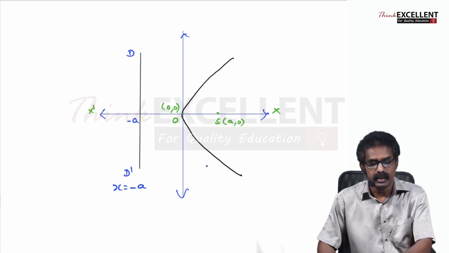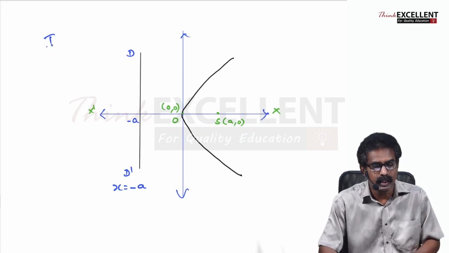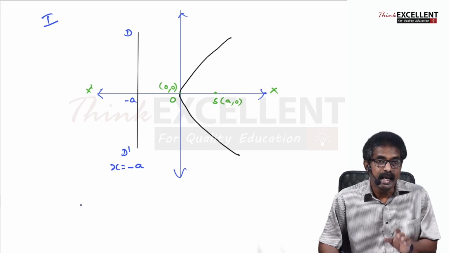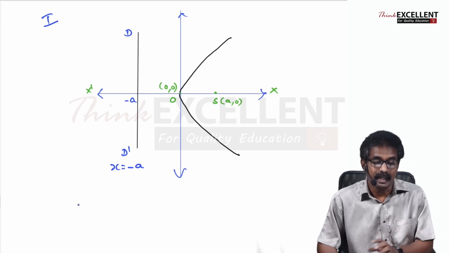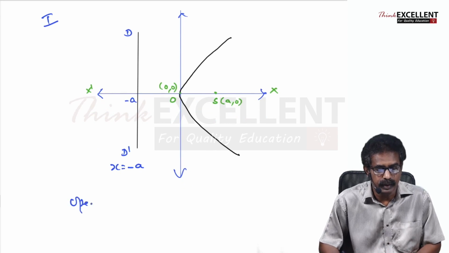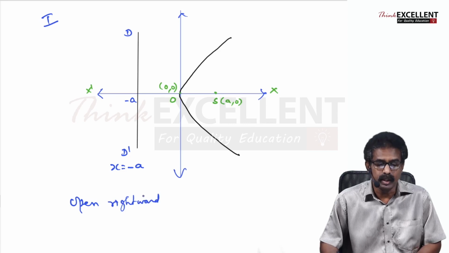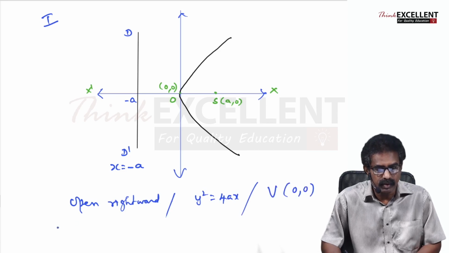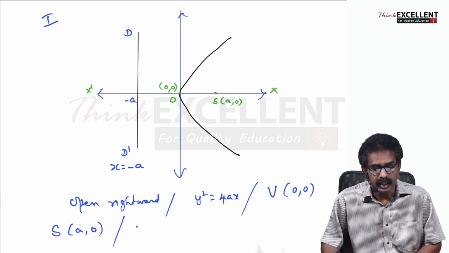So remember, this is the first type of parabola. What are the results we are studying here? First one, the name of this parabola: it is open rightward. Its standard equation: y square equal to 4ax. What is its vertex? (0, 0). What is its focus? Focus is (A, 0). What is the equation of directrix?